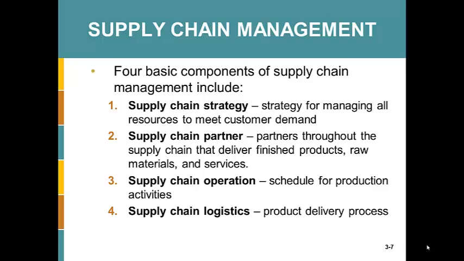The supply chain partner, which are the partners throughout the supply chain that deliver the finished products, raw materials, and services. So these are all the companies that are involved with moving a product from a raw material through the chain to the point where it's delivered to the customer. The supply chain operation, which is the schedule for production activities. And the supply chain logistics, which is the product delivery process, or how an organization moves the product throughout the supply chain.